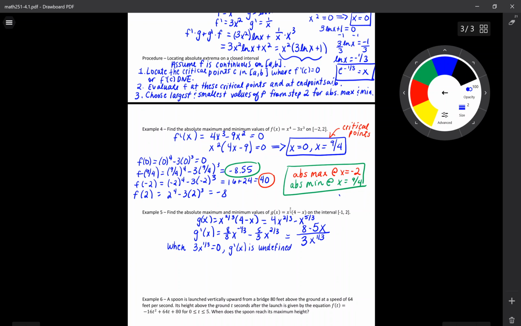And when does this happen? 3x to the power of 1/3 is equal to 0 when x is equal to 0. So this means x equals 0 is a critical point. In order to find where g prime of x is equal to 0, that means I set the numerator here equal to 0. So g prime of x equals 0 when 8 minus 5x is equal to 0. This means that x equals 5/8 is a critical point.